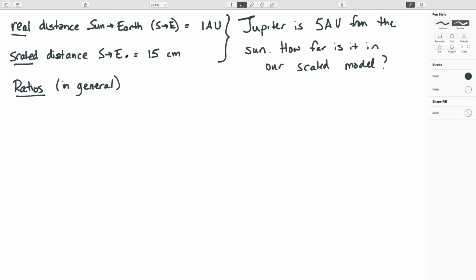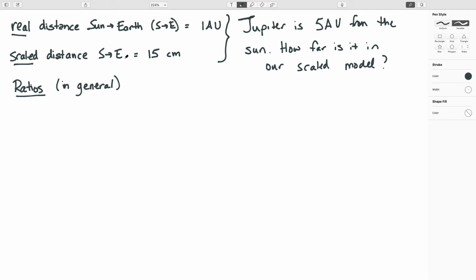We said we're going to make a model where the distance between the sun and the earth is about the length of a dollar bill, okay? Because it's going to be easier to get our mind around the length of a dollar bill, right? So then we said, okay, I know Jupiter is 5 AU from the sun, that's a known distance, but we want to figure out how far it would be in our scaled model, like how many dollar bills we would need to lay down to be able to put Jupiter into our model.